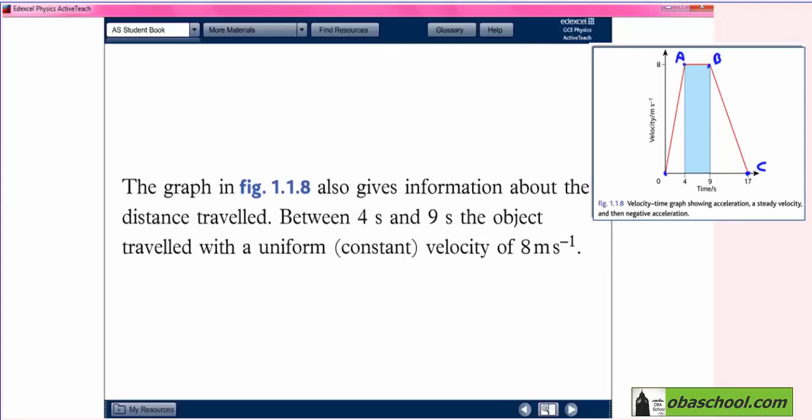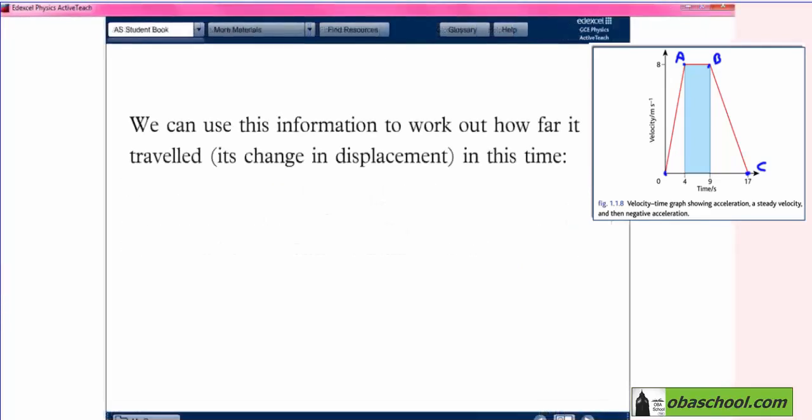The graph in figure 1.1.8 also gives information about the distance traveled. Between 4 seconds and 9 seconds, the object traveled with a uniform or constant velocity of 8 meters per second. Here the time is equal to 9 minus 4, which is equal to 5 seconds. So during these 5 seconds, the object has a constant velocity that is equal to 8 meters per second.